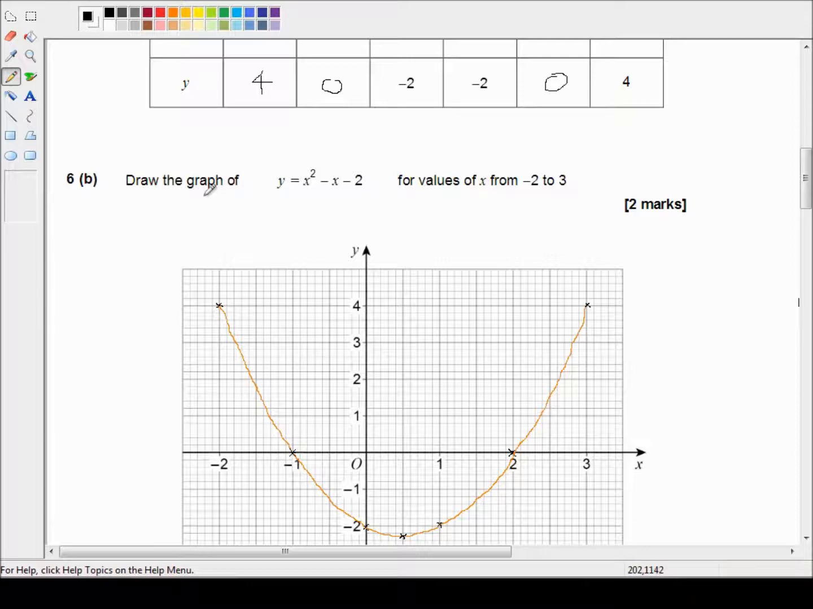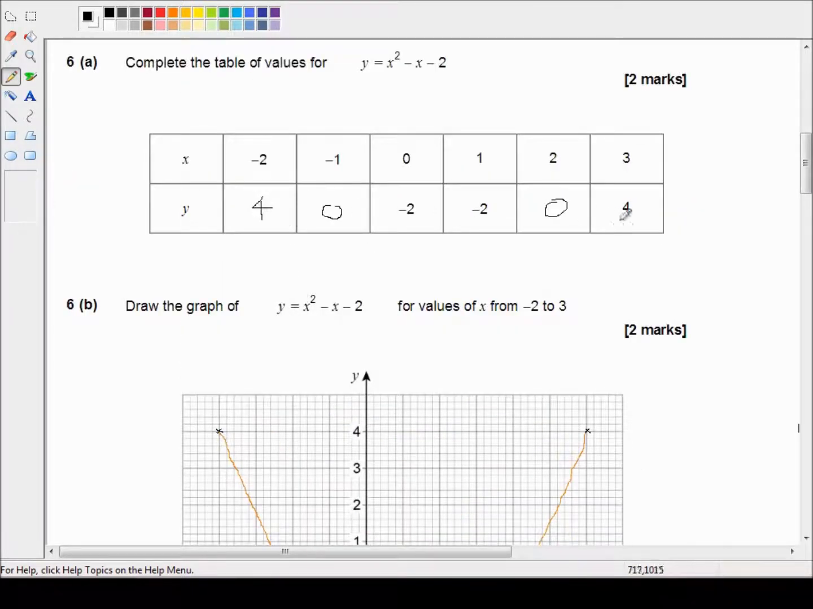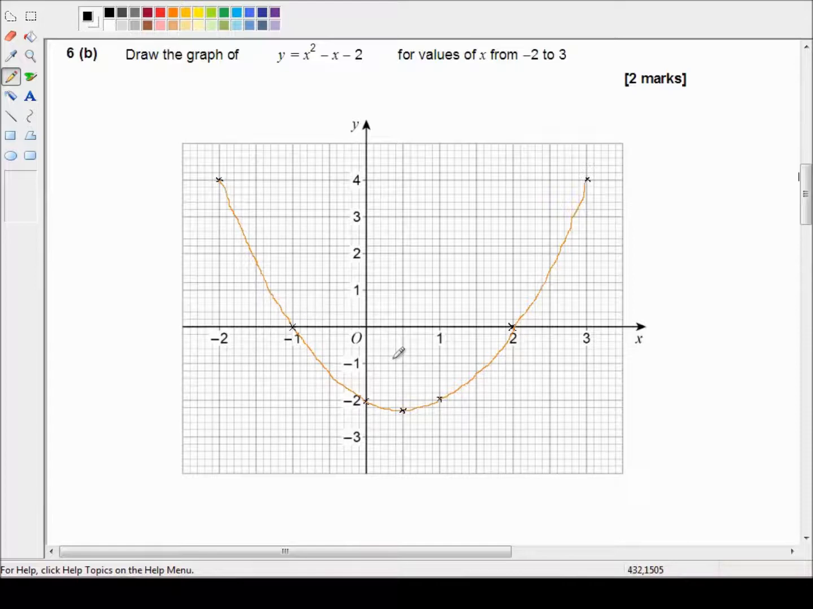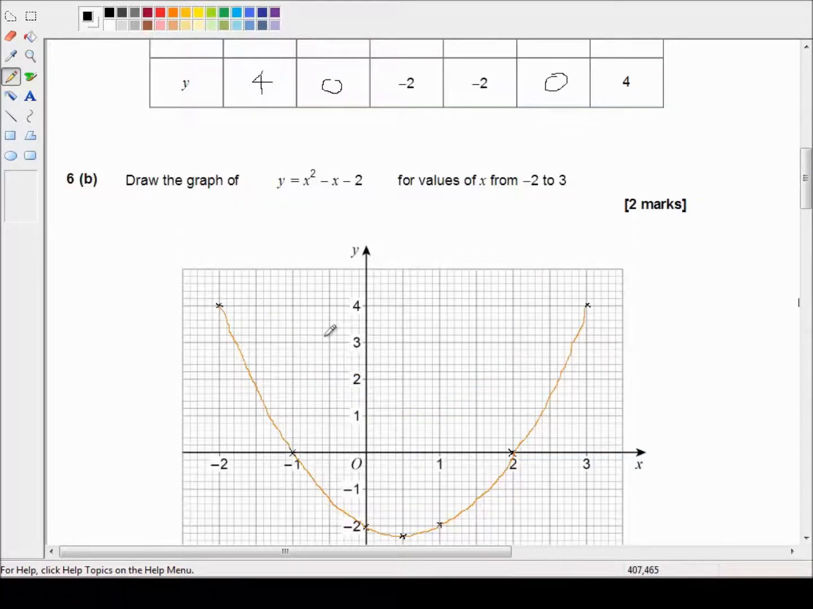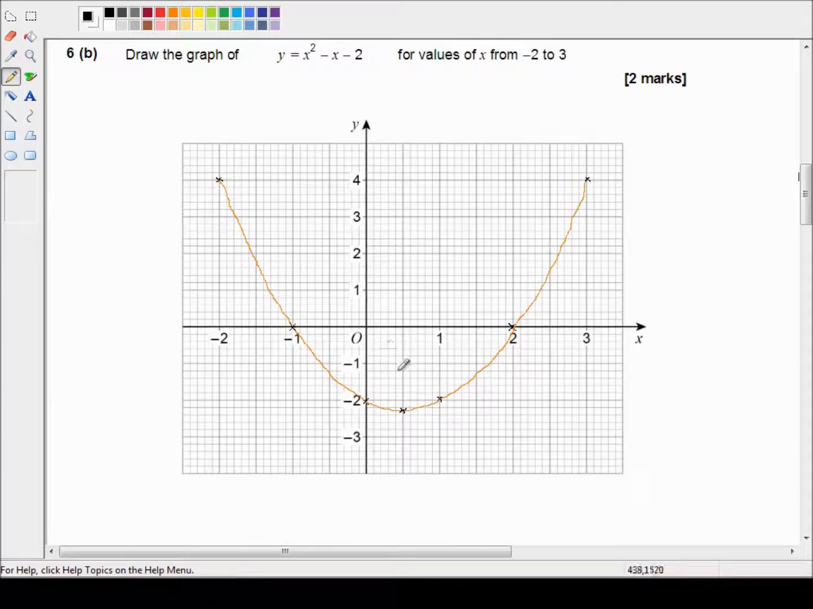Now 6b says draw a graph of y equals x squared minus x minus 2 for values of x from negative 2 to 3. Now that's actually very difficult to do on a computer, so I've already taken the liberty of drawing the graph. I've marked the points based on this table that we've already done. The important thing to realise is that you're plotting the x-axis along the horizontal and the y-axis on the vertical. The negative numbers are below the x-axis. This point here we had to calculate.